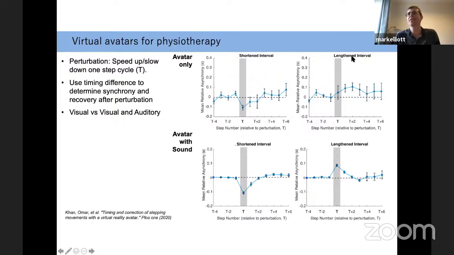Interestingly, when we had the lengthened interval just for the avatar only condition, they didn't seem to correct as much, and they started to drift away. So here we can see the asynchrony occur, and that remains in place for the rest of the trial. When we introduce the footstep sounds, we get a much stronger correction, and we can see that they come back in time within about 2 steps, both on the shortened and the lengthened interval.